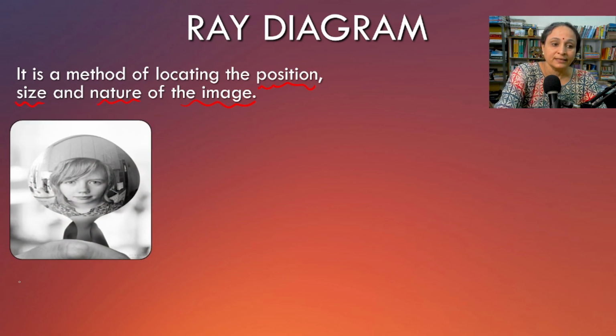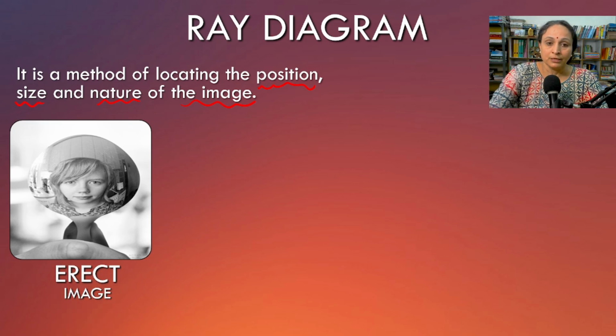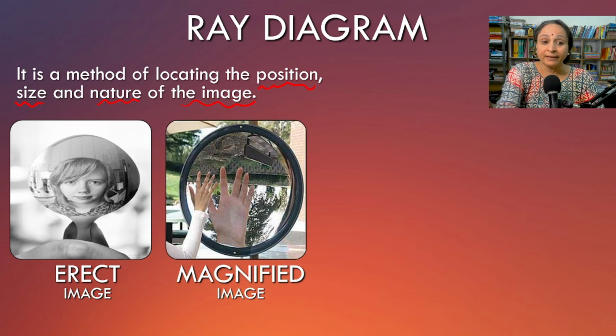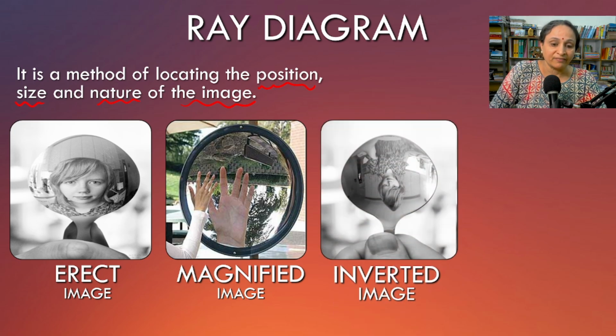Now, before that, let us understand if I say that an image is formed on the mirror, so erect image. I'm looking at the mirror and I'm getting the same erect image of myself. So this kind of image is called the erect image. Now sometimes we place the object in front of the mirror and the image size is much larger than the size of the object. Here you can see the object is small and the image is large. Okay, now this is a magnified image.